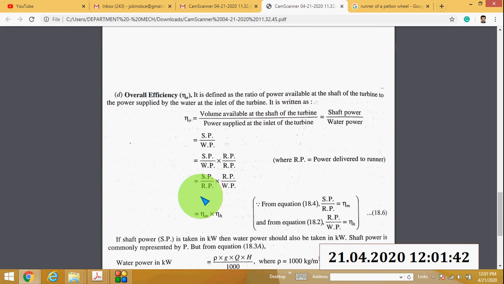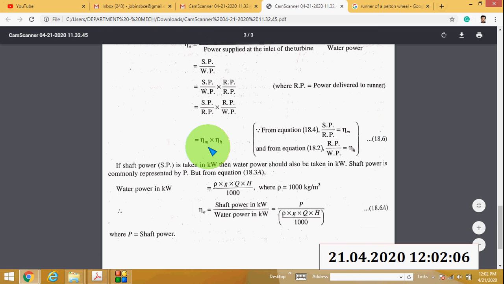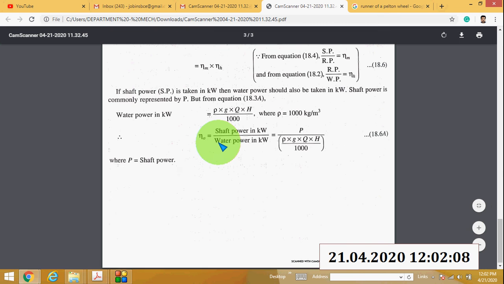Overall efficiency is the ratio of shaft power divided by water power. Just multiply runner power with the numerator and denominator, then rearrange the equation. You will get a relation between overall efficiency, mechanical efficiency and hydraulic efficiency. So overall efficiency is equal to mechanical efficiency into hydraulic efficiency. This is the relation.